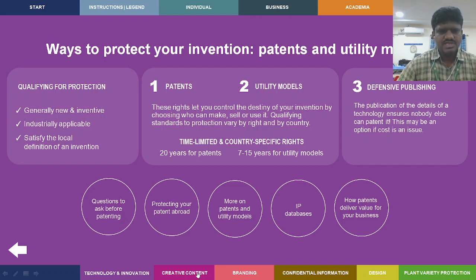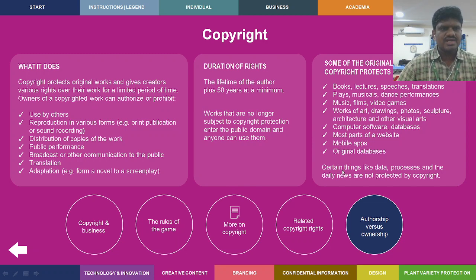Next, creative content, like your research. Very simple: copyright. You can copyright your book, or any publication. What does copyright do? Copyright protects original works and gives creators various rights. It will give you rights over your work for a limited period. In intellectual property rights, it is time bound. It is not for lifetime; it will not work for 1000 or 100 years. There is a limit of time for any certification.